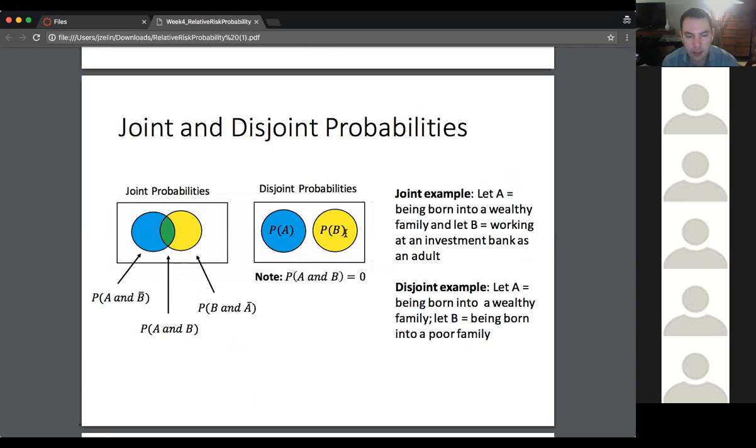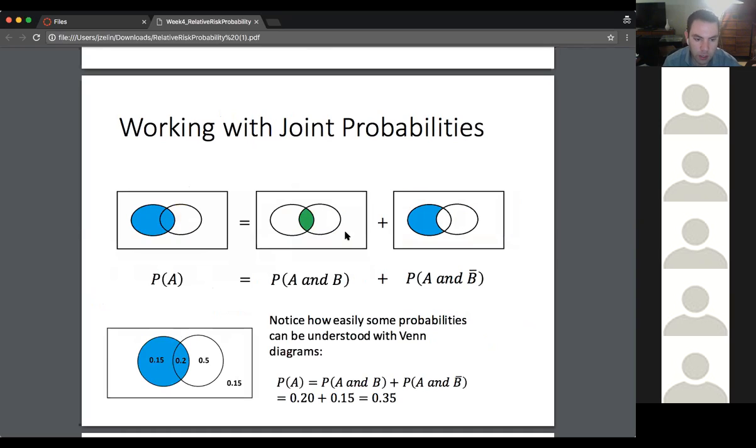And the example that's used here is, for the joint example, being born into a wealthy family and working in an investment bank. So that can obviously both happen at the same time. In the disjoint example, you're looking at the probability of being born into a wealthy family or the probability of being born into a poor family. You can't be born into both at the same time. So that's why they're disjoint probabilities.